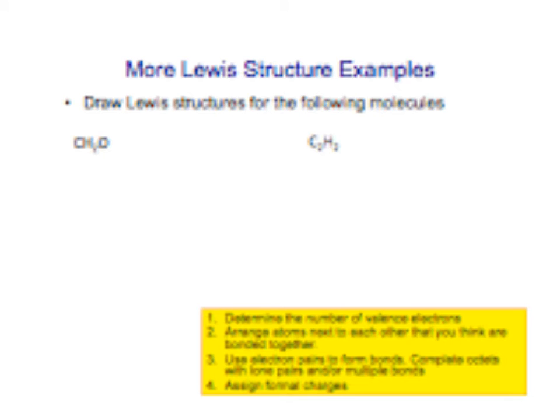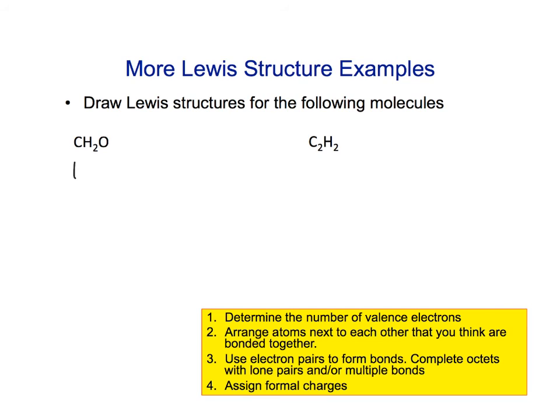Step 1, count up the valence electrons. Okay, we have 1 carbon, 4 electrons. We have 2 hydrogens. Each of those brings in 1, so we have 2 more. And then oxygen has 6. That gives us a total of 12 valence electrons.